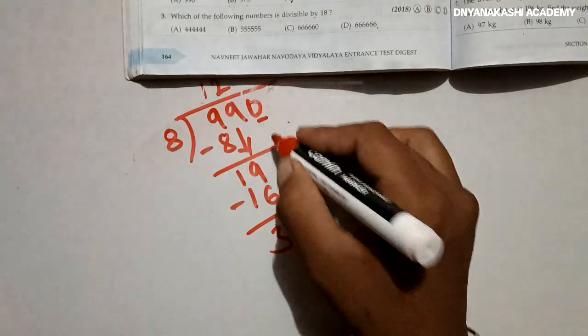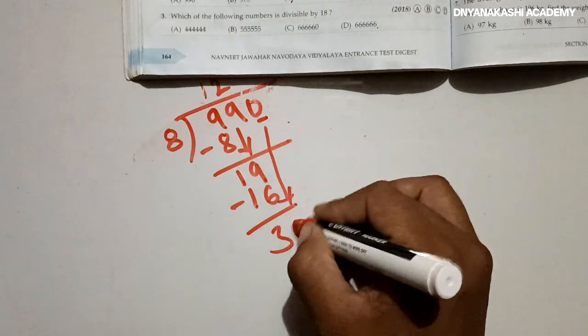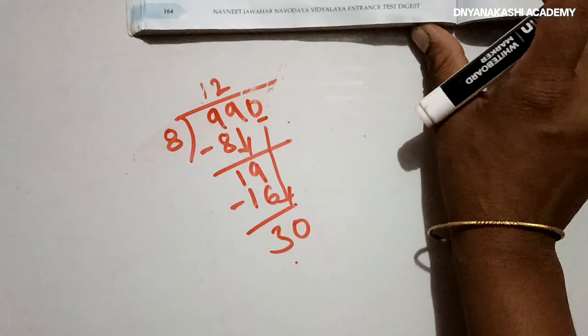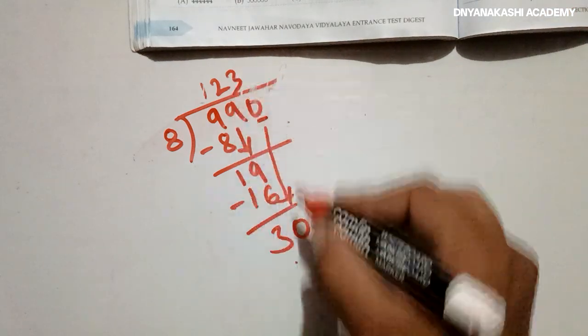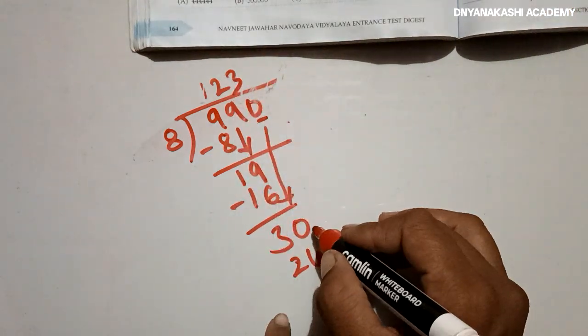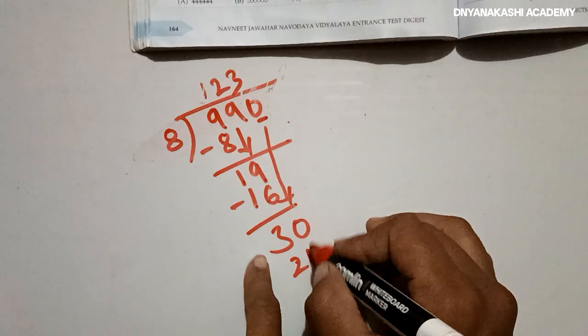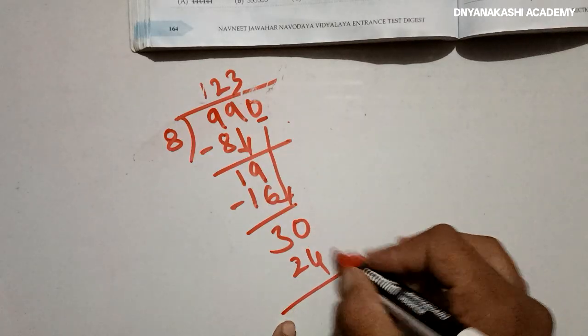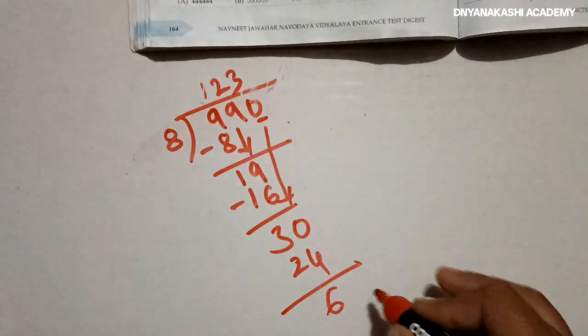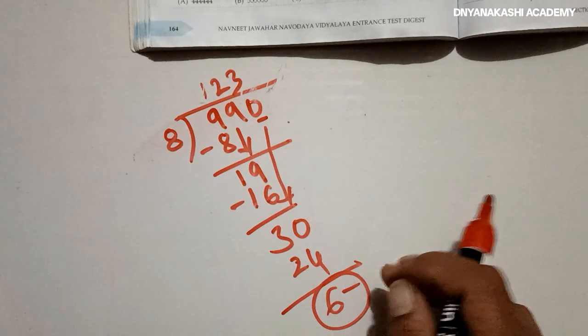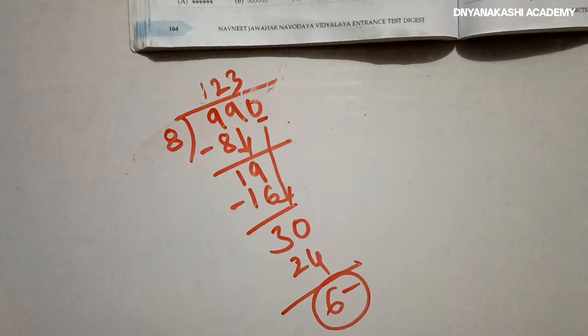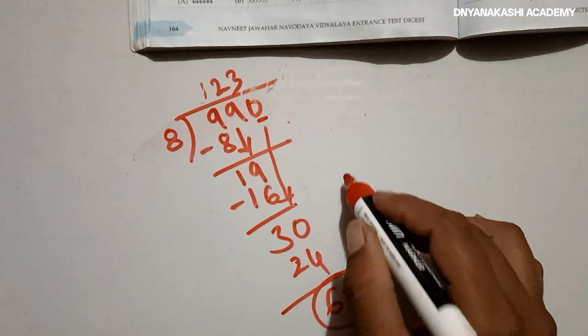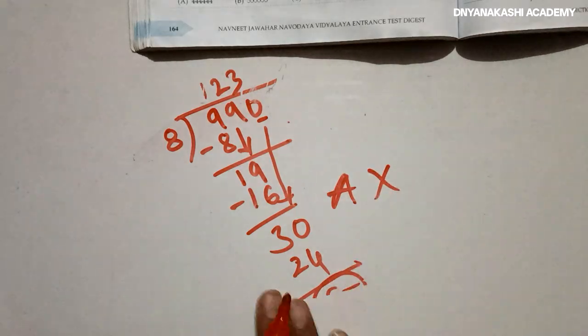The answer is 3 here. I take 0 from downside, 30. 30 is not completely divisible by 8, that's why 8 3s are 24 and the answer is 6. The remainder is coming here. 990 is not completely divisible by 8, that's why option A is wrong here. I check with option B.